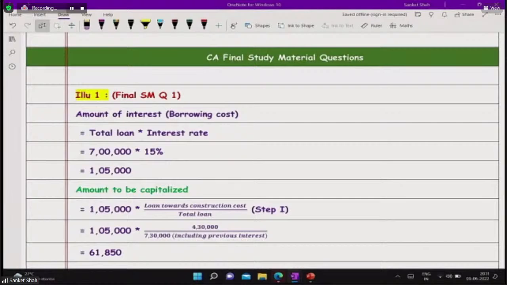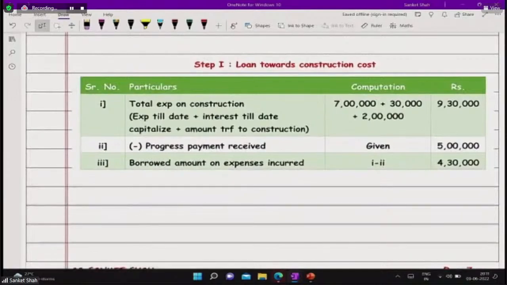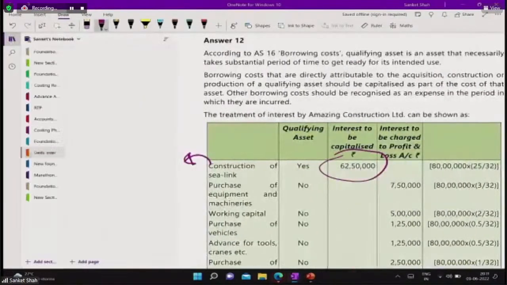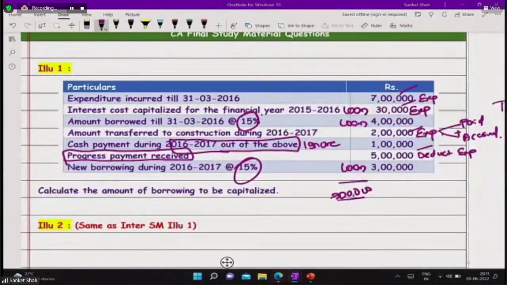Let's see how many of you are doing these questions. So 61,850 is the answer. Yes, take a screenshot. Okay, and now question time. Take a screenshot of the question as well. Yes, illustration number 1. You can take a screenshot of this.